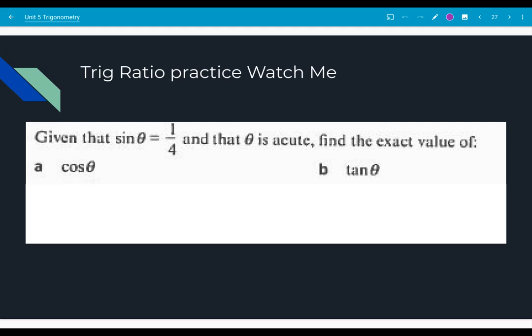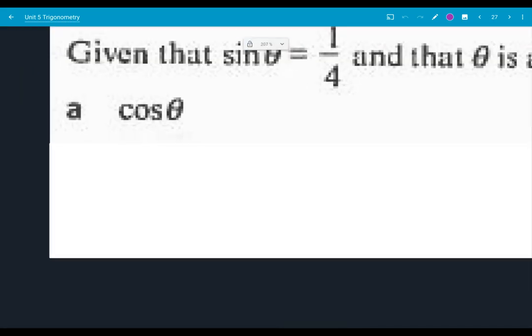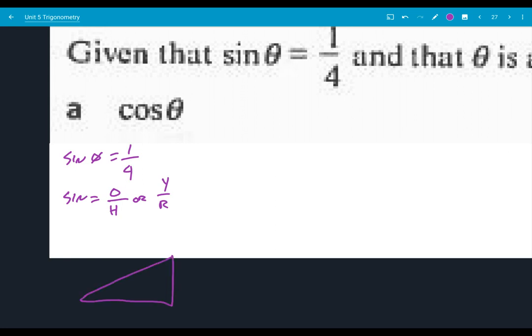So sine of theta is 1 over 4. Sine is opposite over hypotenuse, or y over r. So if I think of my triangle, that's theta. This is 1. This is 4.